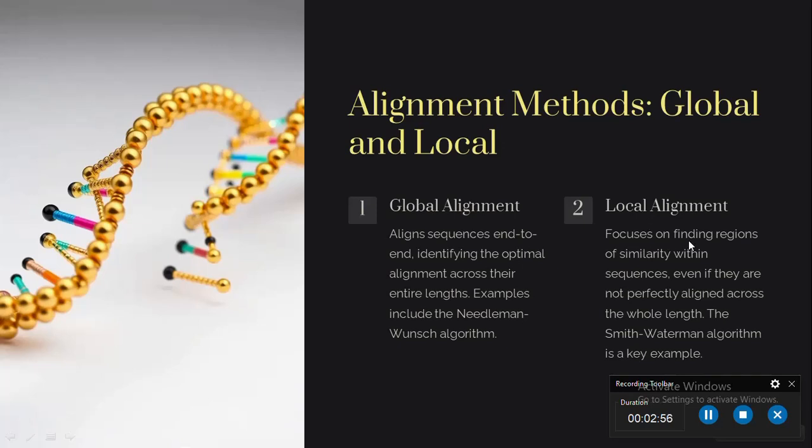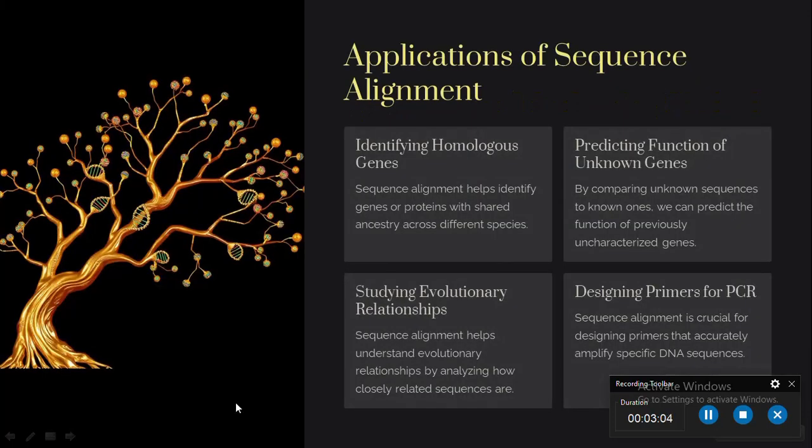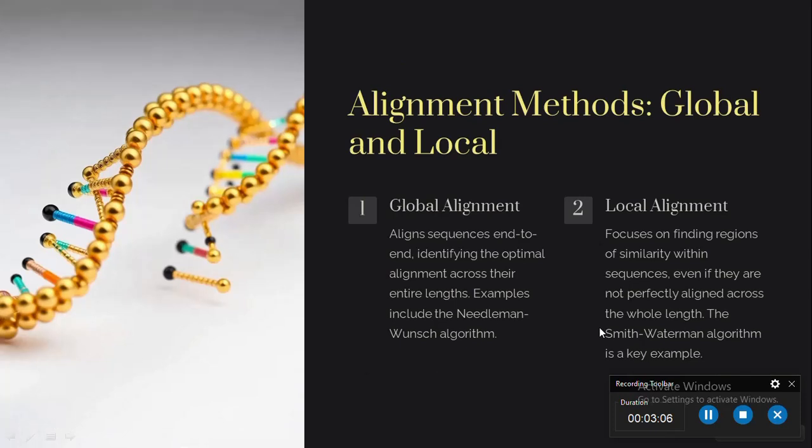There is another type called local alignment. It focuses on finding regions of similarity within the sequences, even if they are not perfectly aligned across the whole length. The Smith-Waterman algorithm is a key example.